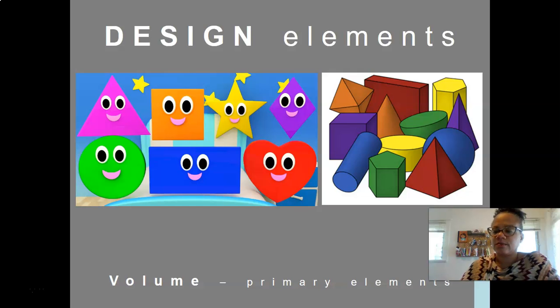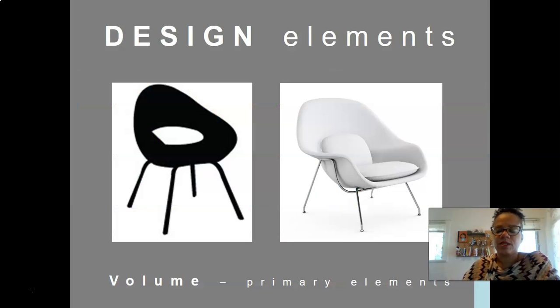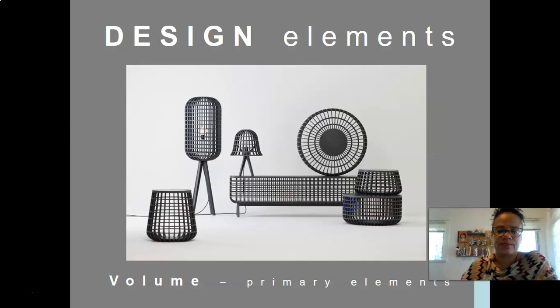So here's the comparison. Shapes, again, are flat. They have no dimension, whereas volumes have dimension. Here's another. This is one of the chairs that we saw. So there's the shape of the chair versus the volume. Again, we're starting to put all of these alphabets together to form words.